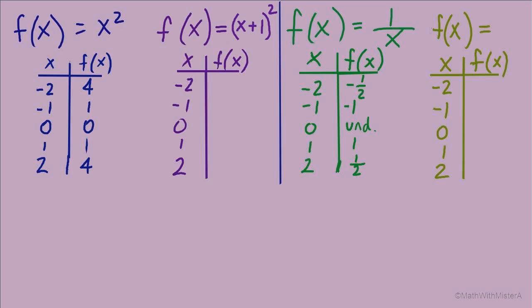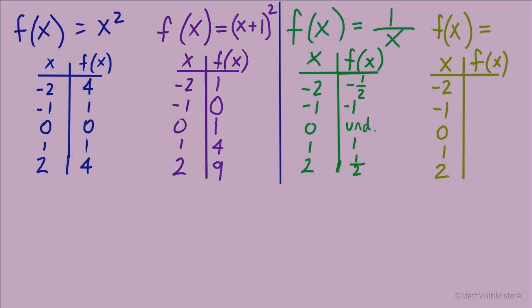Let's look at what would be our ordered pair solutions. If we put in -2, we've got to add 1 first, so now we're saying do -1 squared, and we get +1. If x is -1, first we have to add 1 to it to get 0, and then 0 squared equals 0. When x is 0, 0 plus 1, and then 1 squared equals 1, and so on through the table. Now we do see some familiar results.